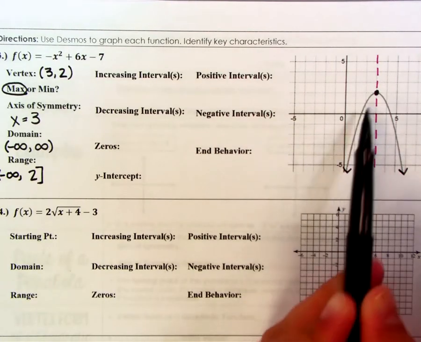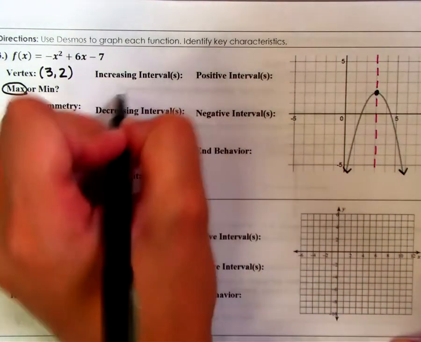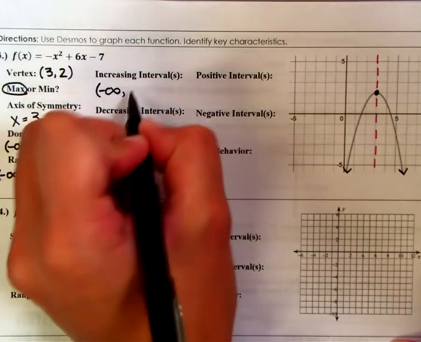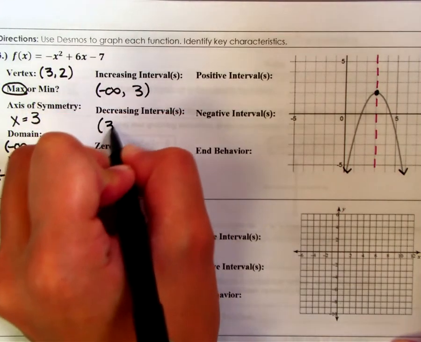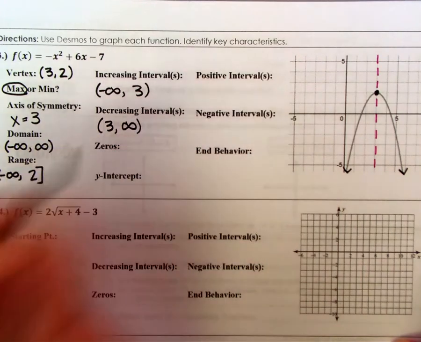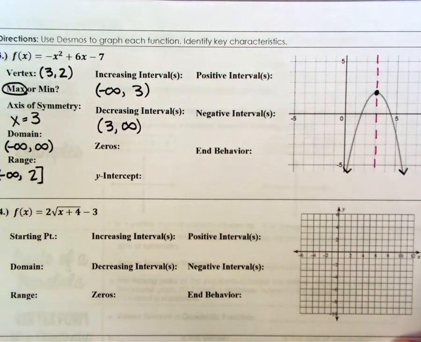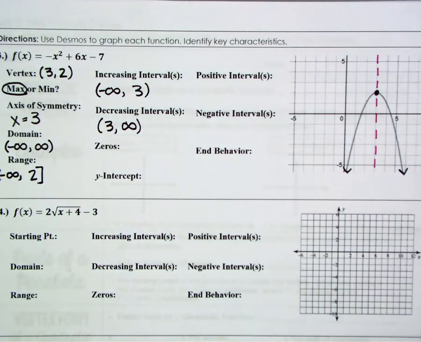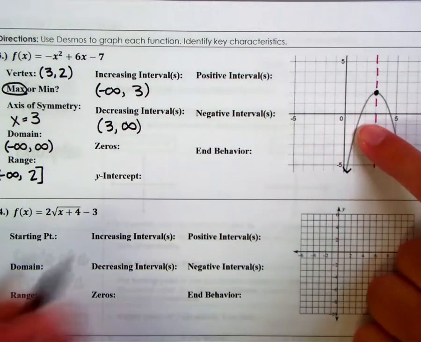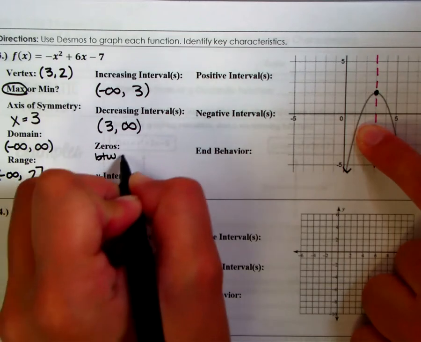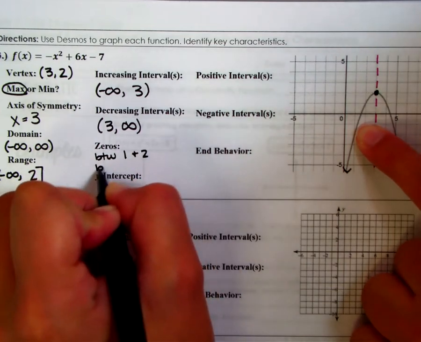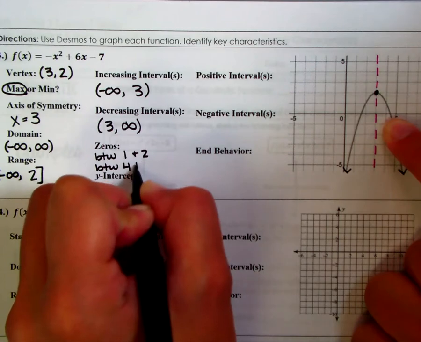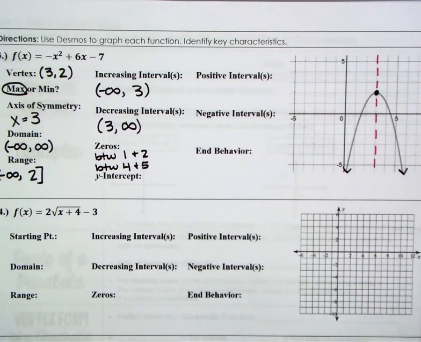My function, if I trace it left to right, begins increasing, so it increases from the beginning of my domain until the axis of symmetry, and it decreases from the axis of symmetry until the end of my domain. Zeros, not exactly within a coordinate where those cross perfectly. So we can say between 1 and 2 and between 4 and 5. And we will get those exact when we start solving quadratic equations, but we're just not there yet.